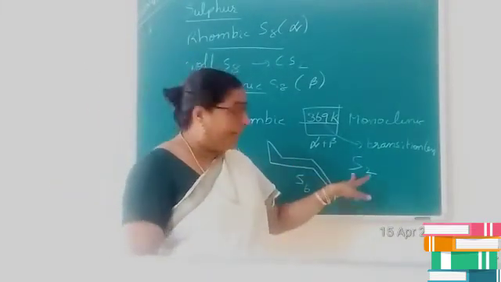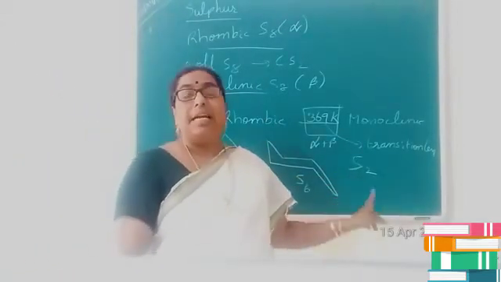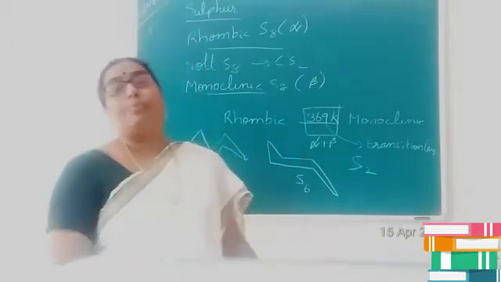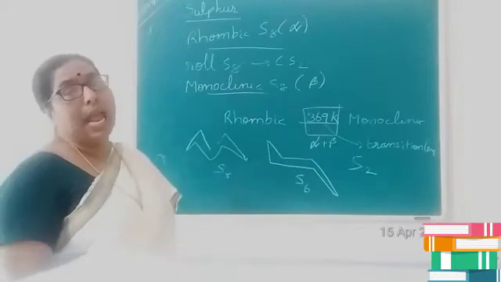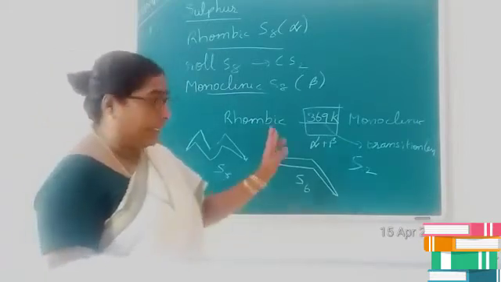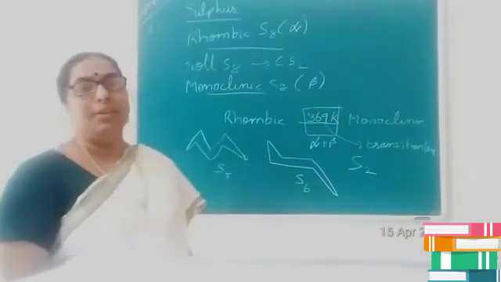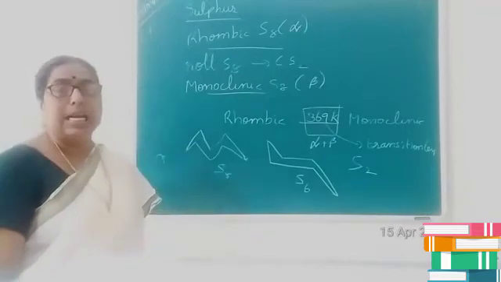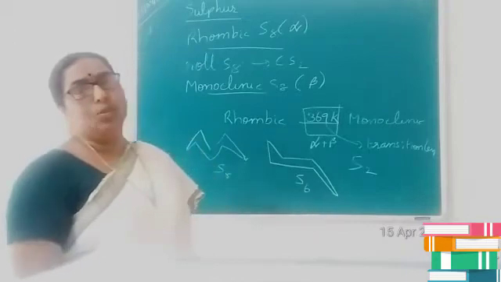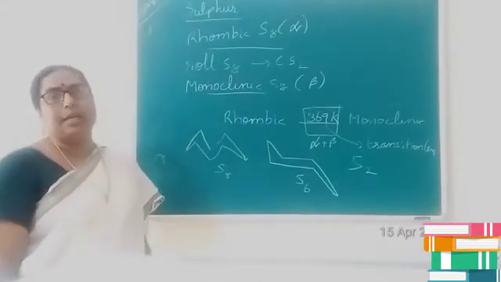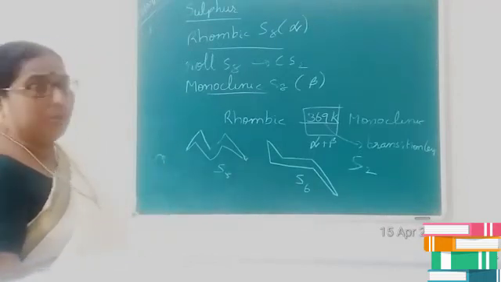Children, this S2 shows the same unique property as oxygen: even though it has an even number of electrons, it shows paramagnetic nature, due to the arrangement of valence electrons in the anti-bonding molecular orbital. The same we have studied in the case of oxygen. Is it clear? The gaseous form of sulfur, that is S2, even though it possesses an even number of electrons, shows paramagnetic nature due to the presence of valence electrons in anti-bonding molecular orbitals. Is it clear, children? That is about the allotropic forms of sulfur.